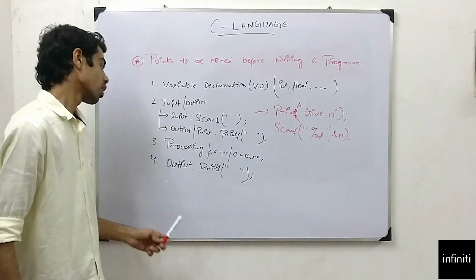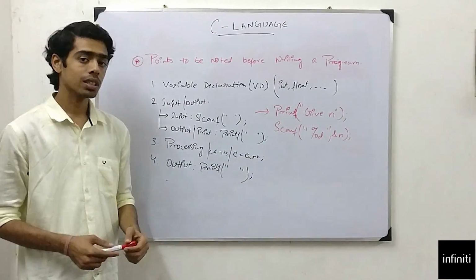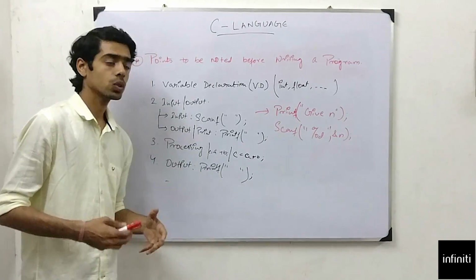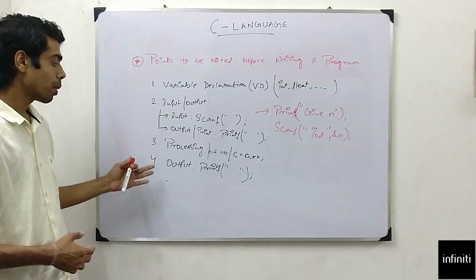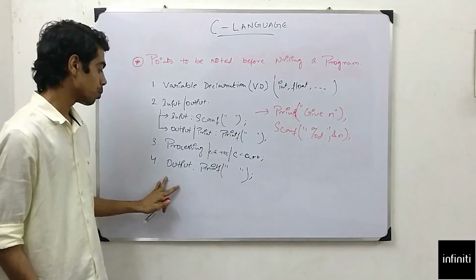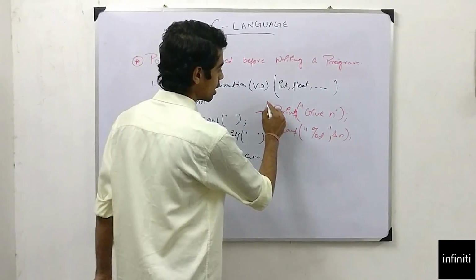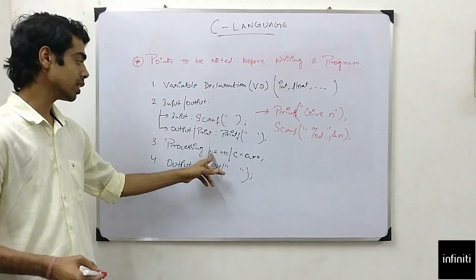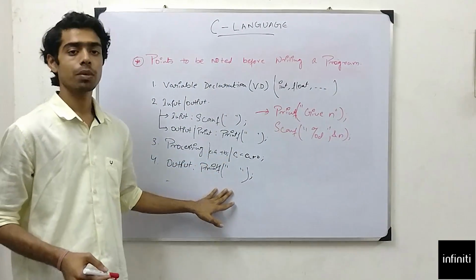Now the third thing is processing. Processing will do things like c equals a plus b or c equals a into b, the processing part. And the fourth one is the output. Output will be like the same thing, to print the processed thing which is c, the output will be printed of c.